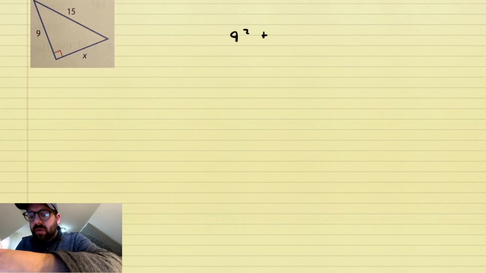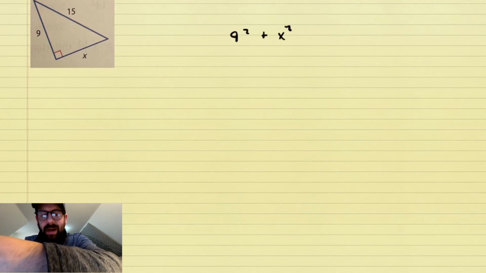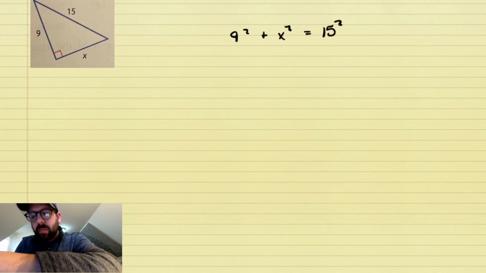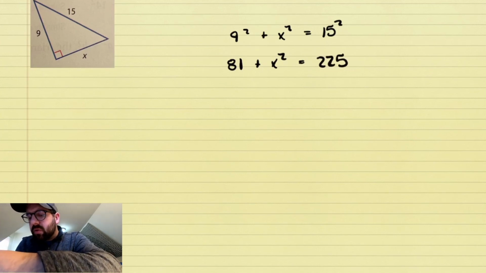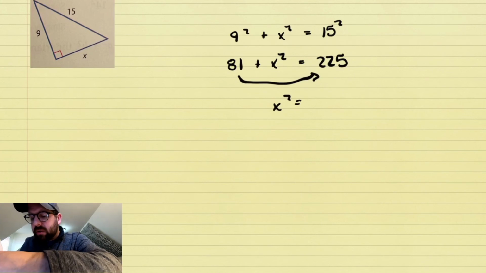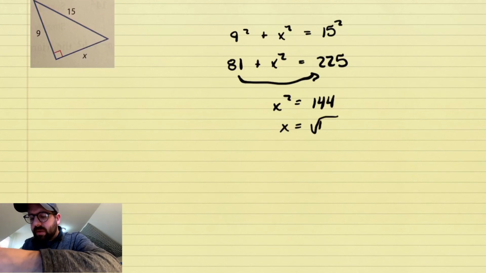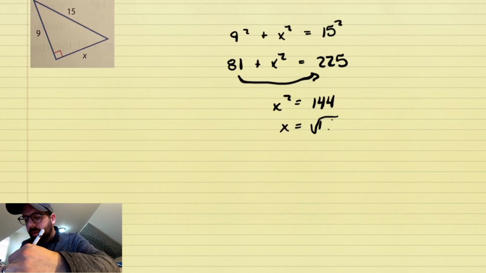Next one, we have 9 squared plus x squared. Those are my A and B. They touch the 90-degree marker. And then my hypotenuse should be the 15. We have to square that. 9 squared is 81. 9 times 9. 15 times 15 is 225. We're going to subtract the 81 across. So 225 minus 81 is a perfect 144. And we just did that one a little bit ago. Square root of 144. Wow, that is not allowing me to write that 4.